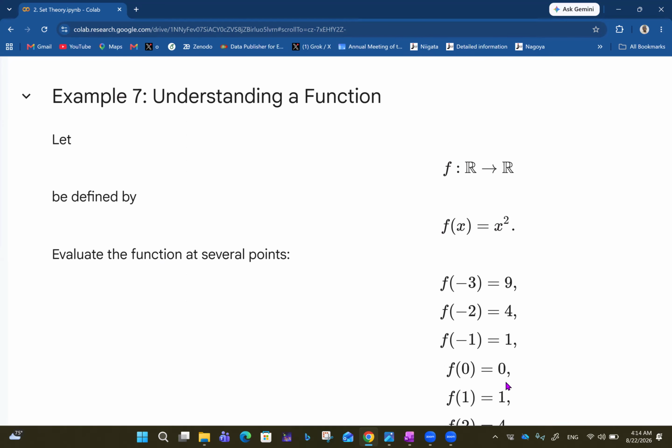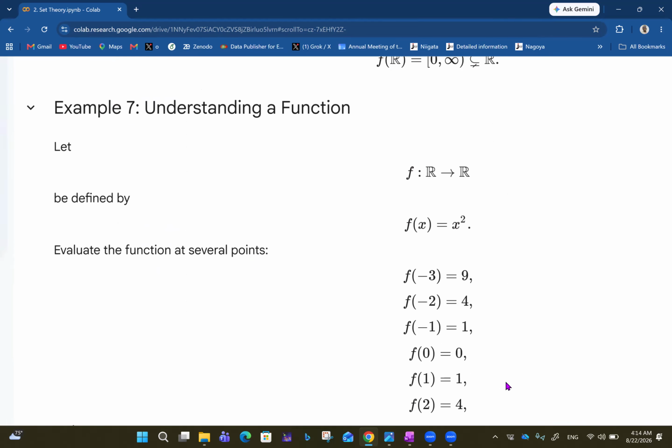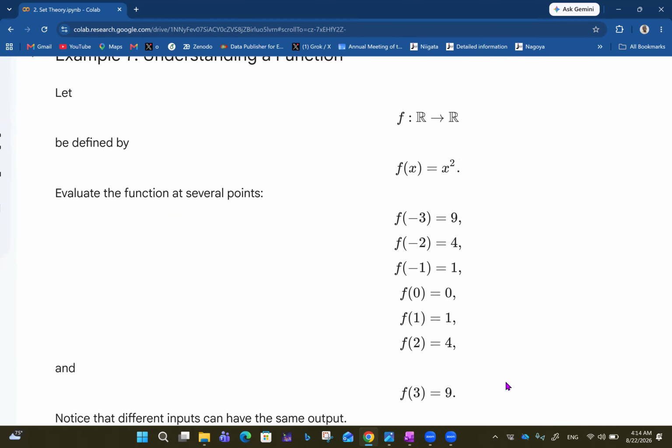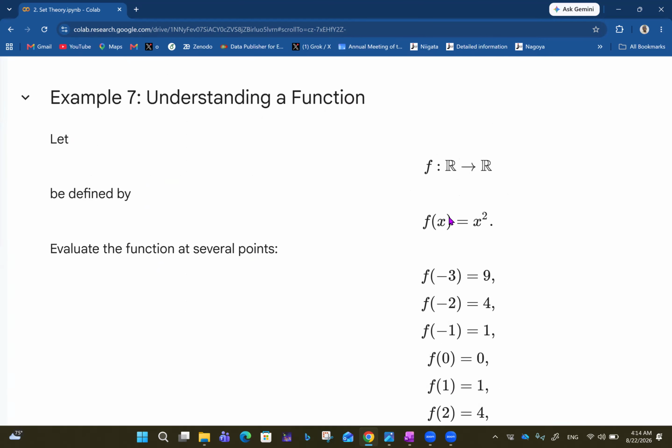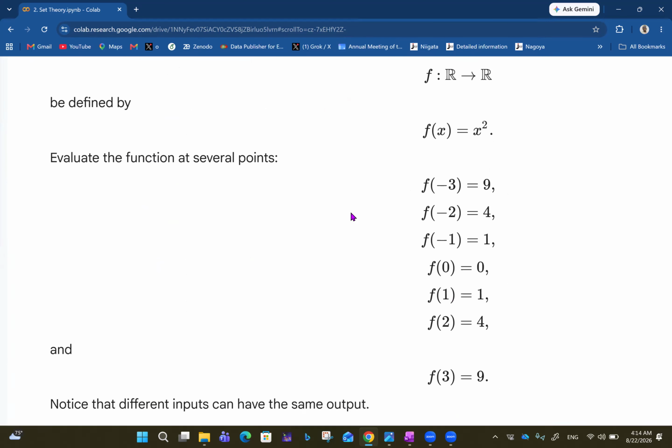So, example 7, understanding a function. Let f map R to R be defined by f of x equals x squared. Evaluate the function at several points. So f of minus 3 is 9, f of minus 2 is 4, f of minus 1 is 1, f of 0 is 0, f of 1 is 1, f of 2 is 4, f of 3 is 9. Notice that different inputs can have the same output.